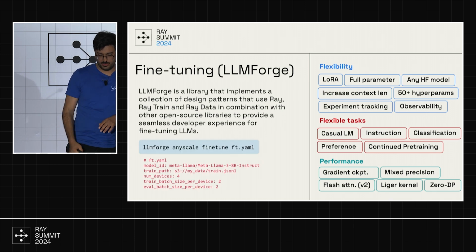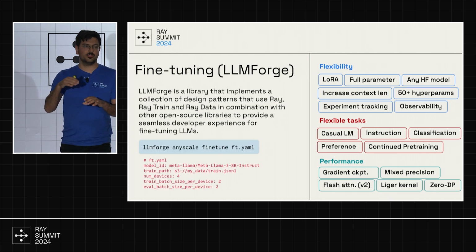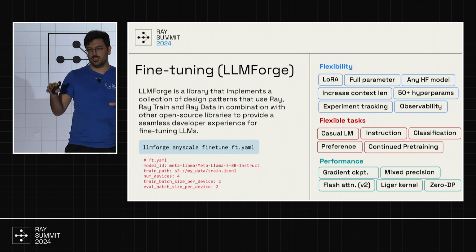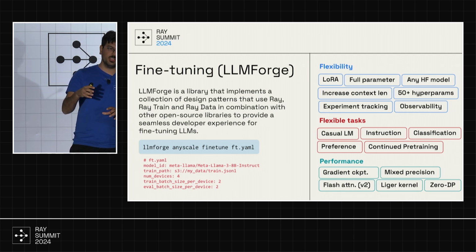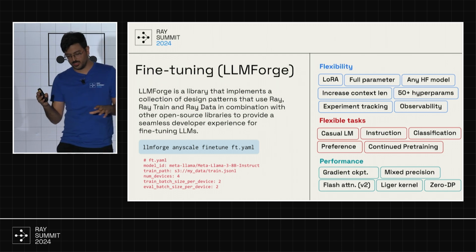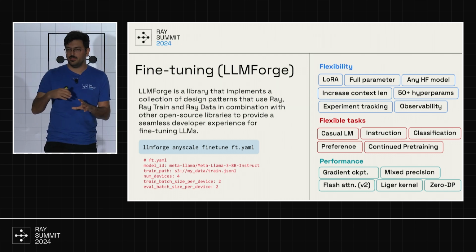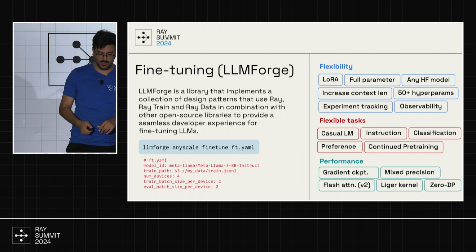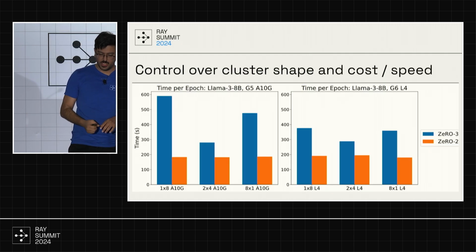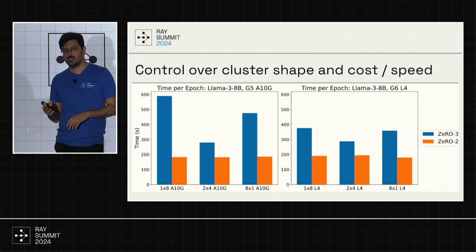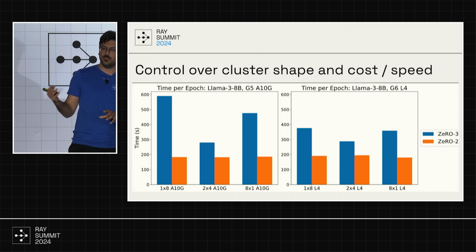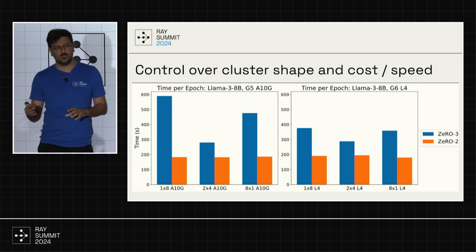And the API still remains simple, even though there's a lot of complexity behind the scenes. You have a CLI. You pass in a config YAML where you specify your model type, the data path, and a bunch of hyperparameters that you want to modify, if you don't want the defaults, for example. One thing that sets LLMForge aside from contenders, I would say, is it gives you very flexible control over cluster shape that controls cost and speed of training.